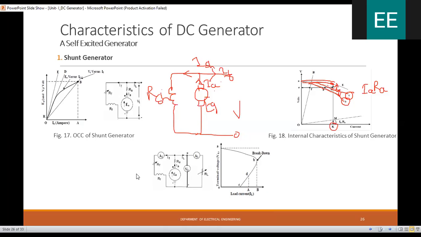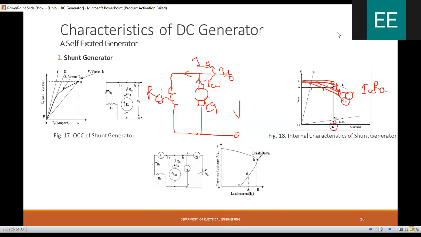Now the load characteristics, or it is called as external characteristics of DC shunt generator. DC shunt generator ची load characteristics किंवा external characteristics. So external characteristics give a relation between the terminal voltage V versus load current IL. Terminal voltage V versus load current IL.